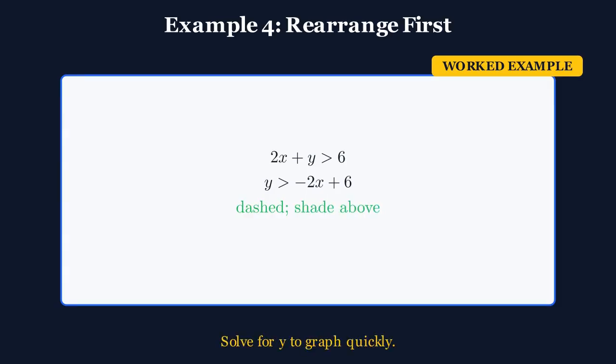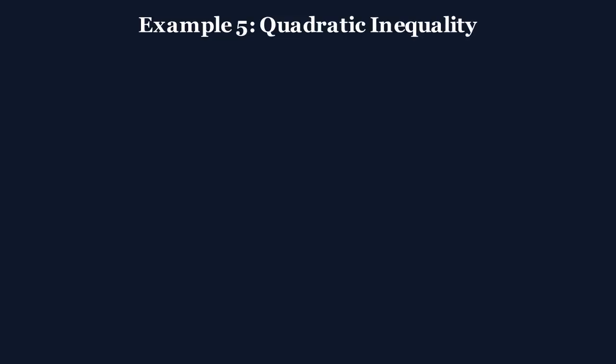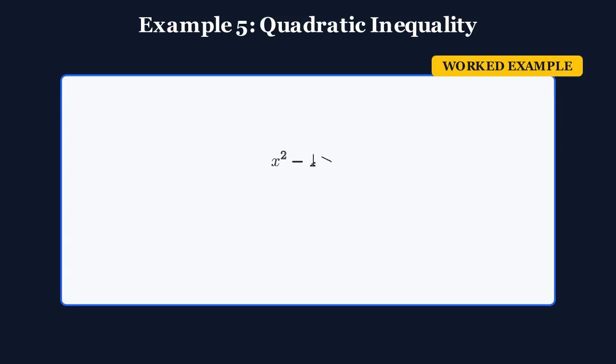Solve x squared minus 4 greater than 0. Factor as x minus 2 times x plus 2 greater than 0. The expression is positive outside the roots. So x is less than negative 2 or x is greater than 2.